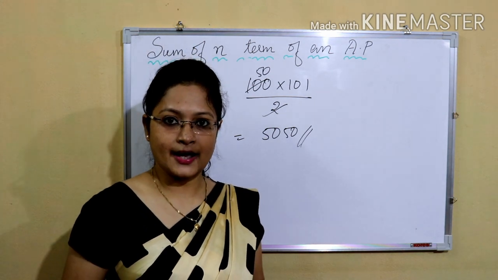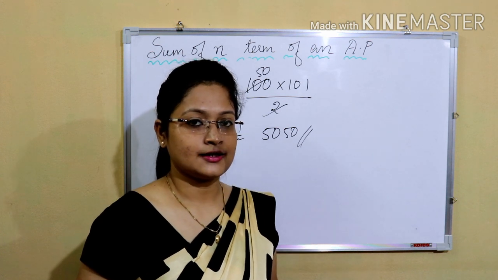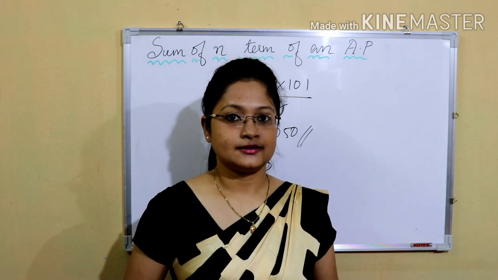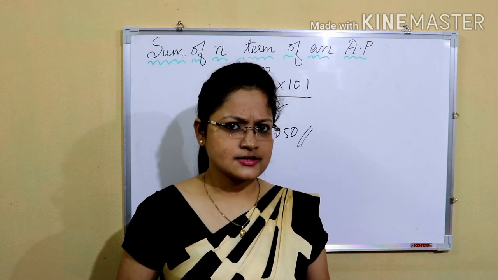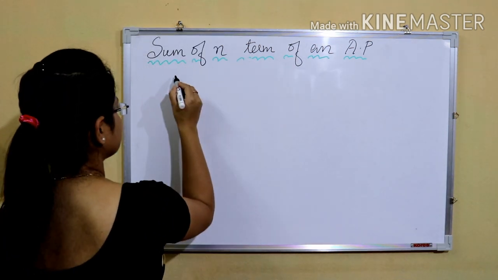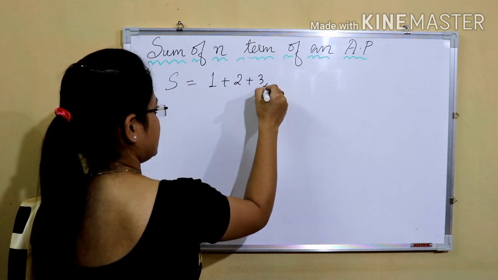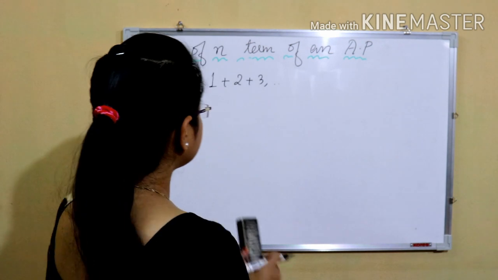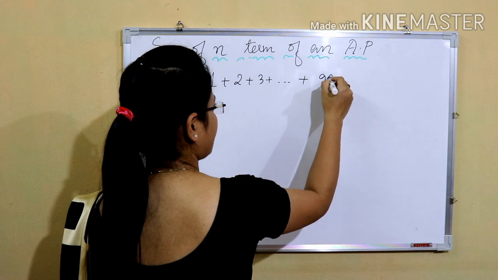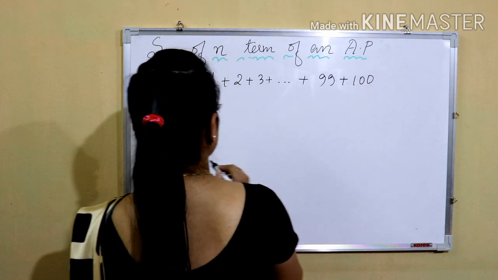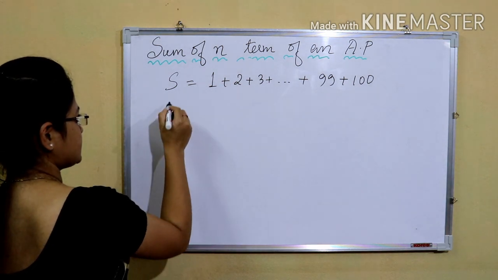And he immediately replied, "It is 5050." The teacher was very shocked. She said, "Yes, it is absolutely correct." Now, can you guess how he did it? He wrote S is equal to 1 plus 2 plus 3 ... 99 plus 100. And after that, he just found the reverse of the series.